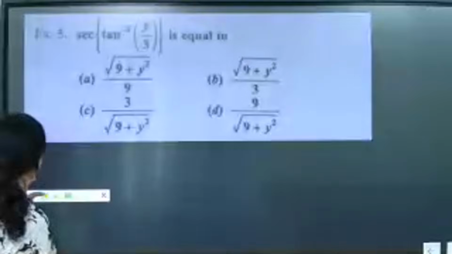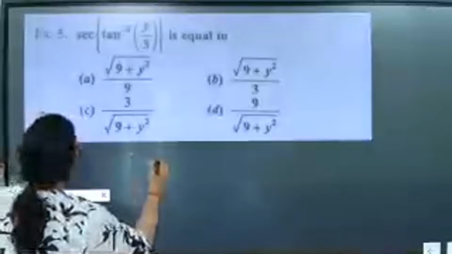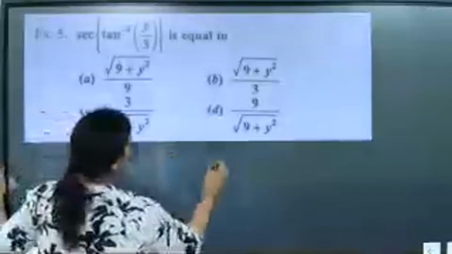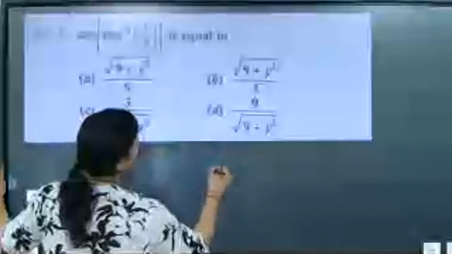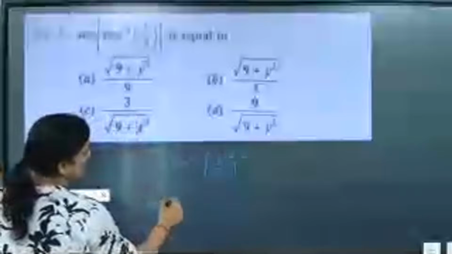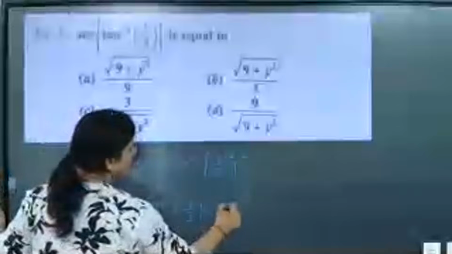Now look here. You start solving one by one. In this question, what we need to do is, look here, Vishwa. You are focusing on secant and tan inverse. When these type of questions are given, y by 3 is given to you. At that time you take tan inverse y by 3 equal to theta first.